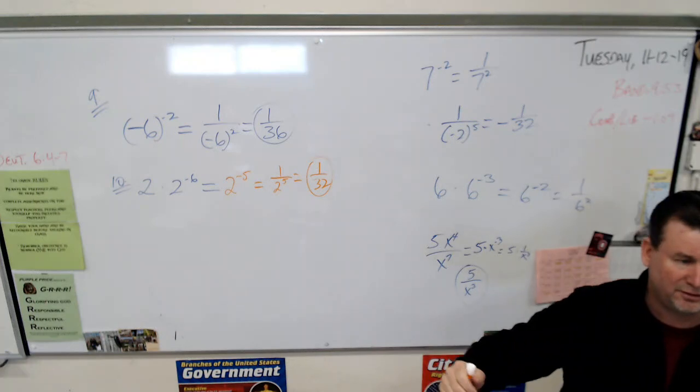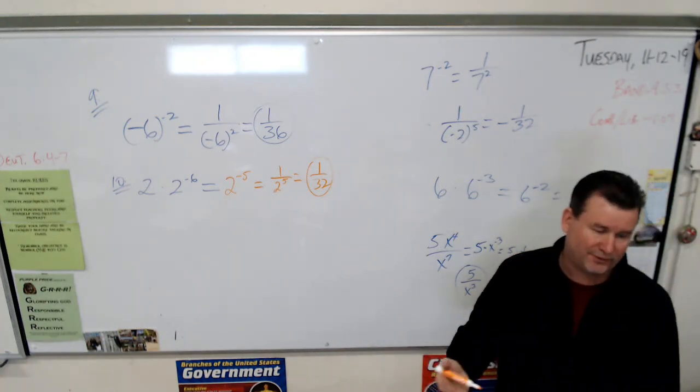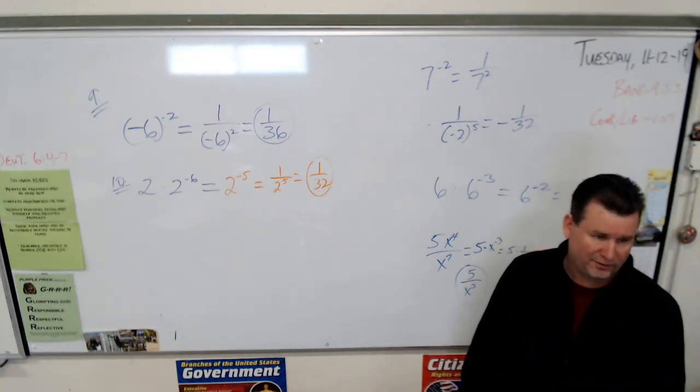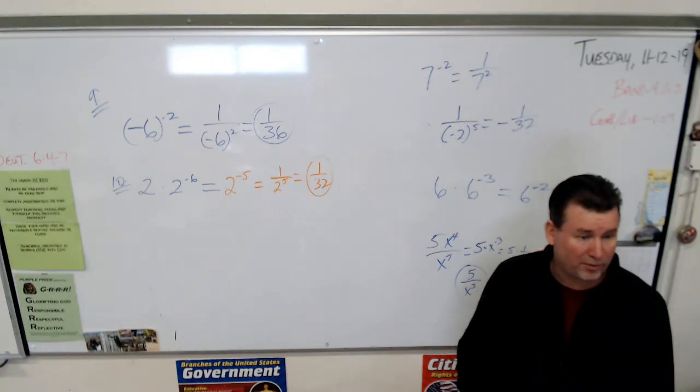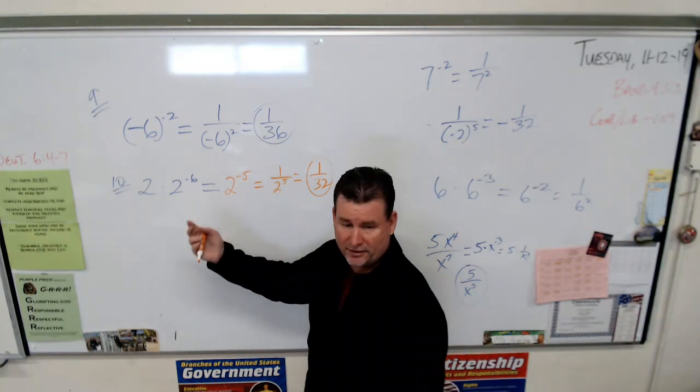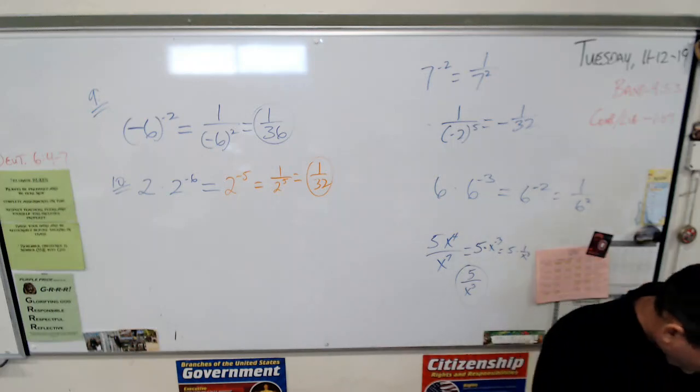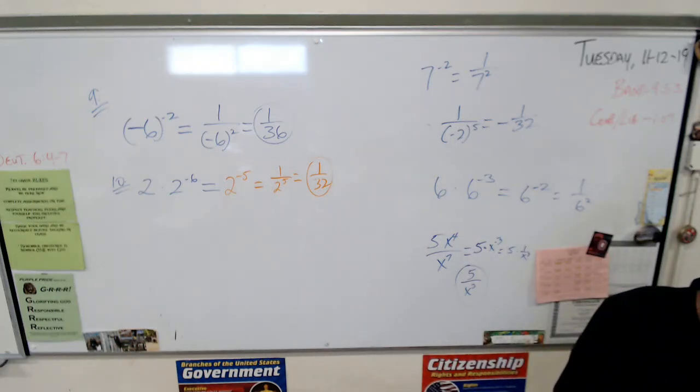I changed the negative 6 part into 1/6. Yeah, like that. That's probably a harder route to go than this one, which is really like bases. That's okay. You're going to get the same answer. Number 11. Are the bases the same?